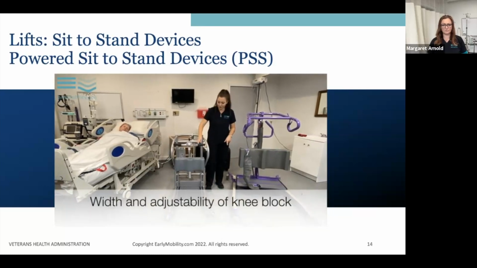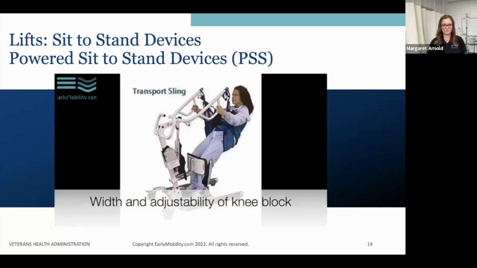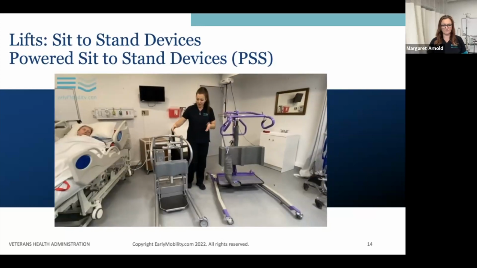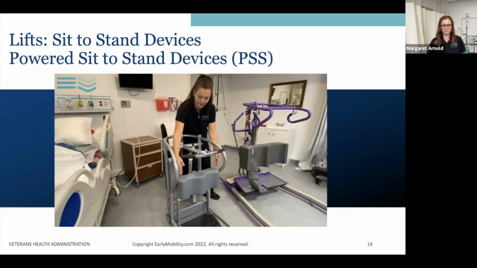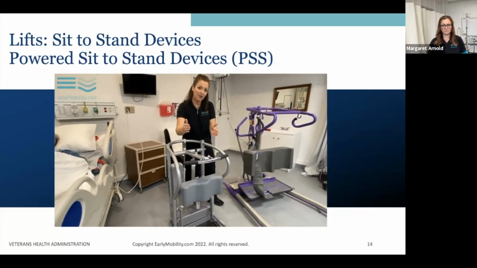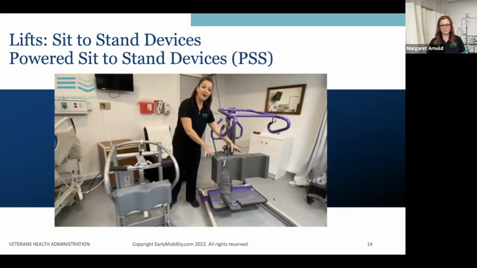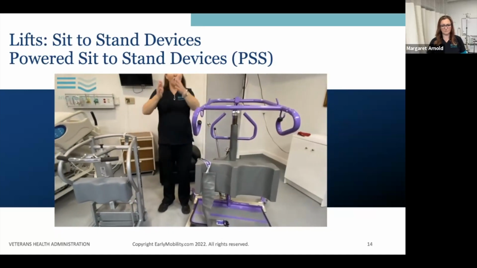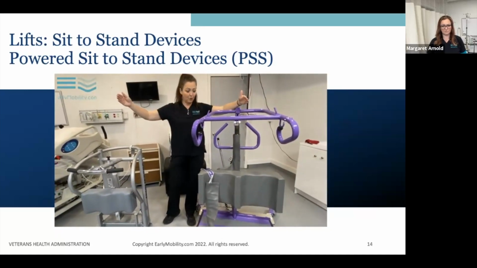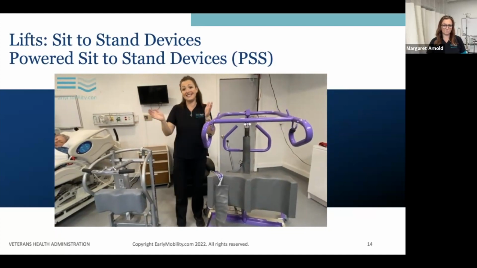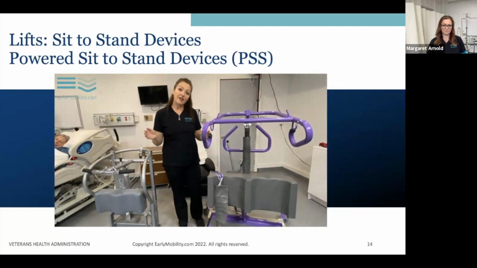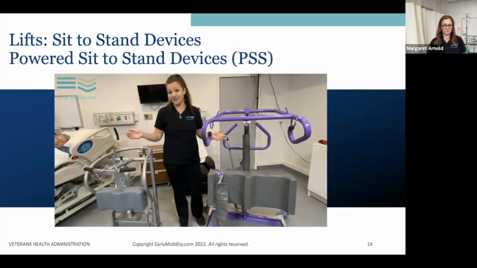You'll also notice there's a big difference in the width of the knee pads. The mini lift is a 430 pounds weight capacity, and it has a much narrower knee support. The 800-pound lift has a lot wider of a knee support to accommodate that increased width of stance that is very, very common in patients who are of size.